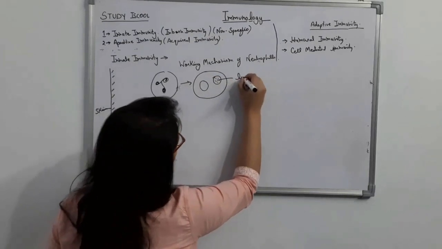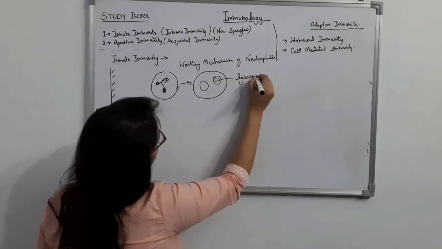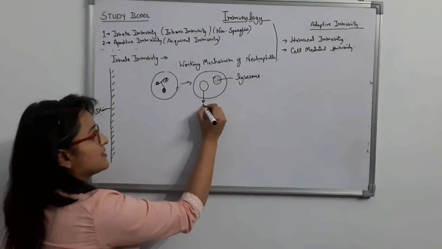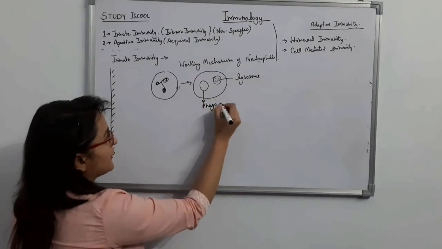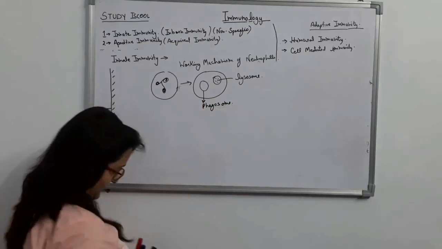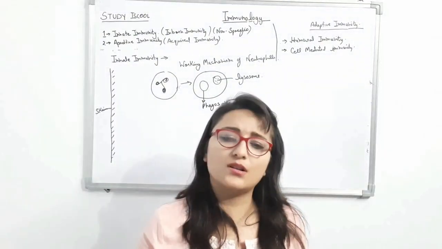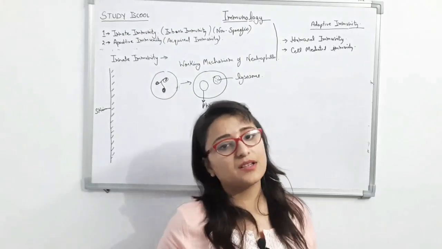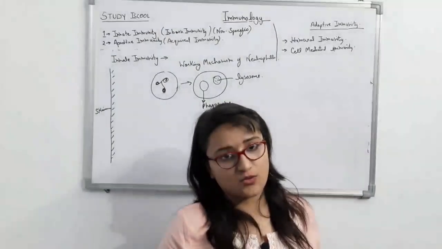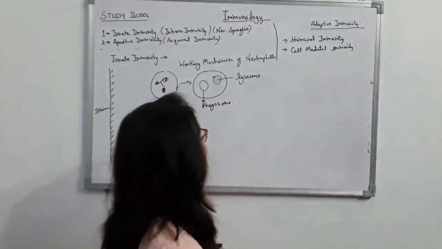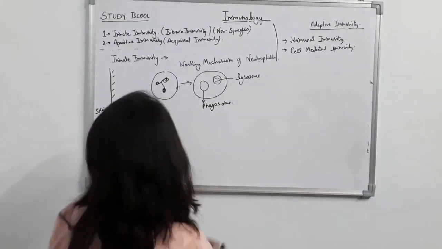This is a lysosome and this is a phagosome. All neutrophils kill bacteria by the process of phagocytosis. So we can see an overall view of phagocytosis.